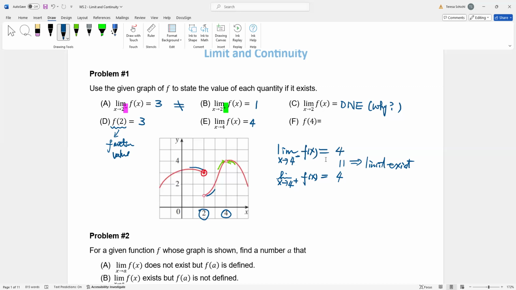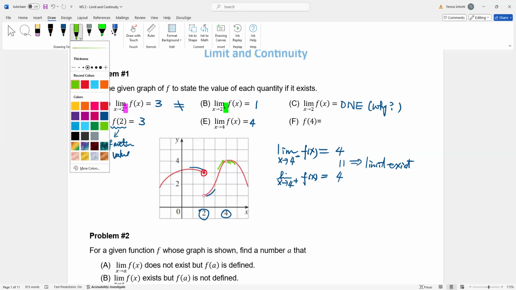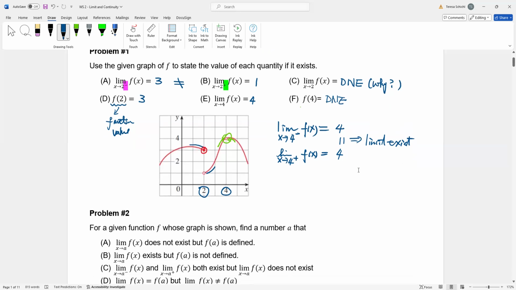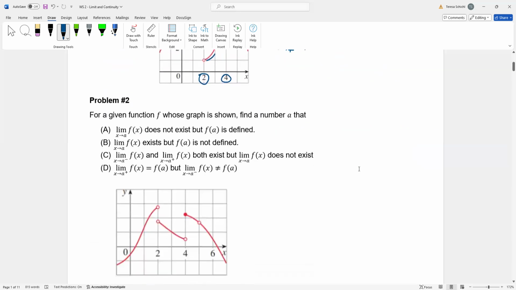Okay, now let's take a look at part f. What is f of 4? Remember, this is the function value. When x is 4, f of 4 is here. But I get a hole here. So do I have a function value? No. So this does not exist.